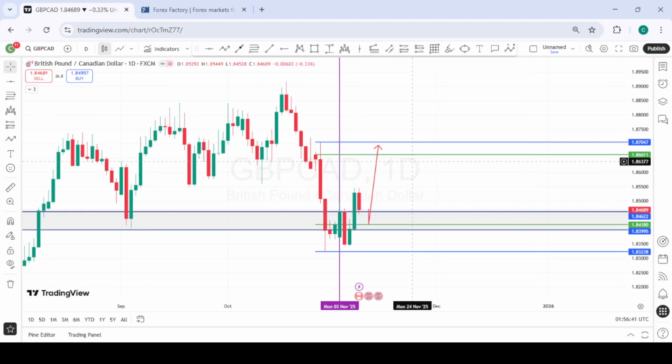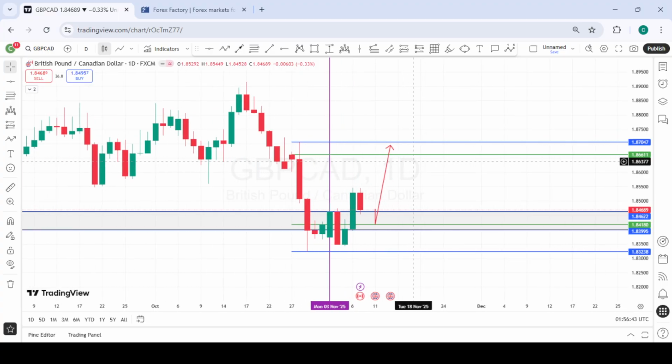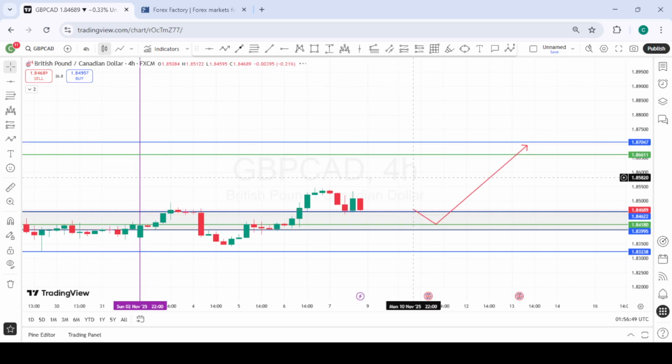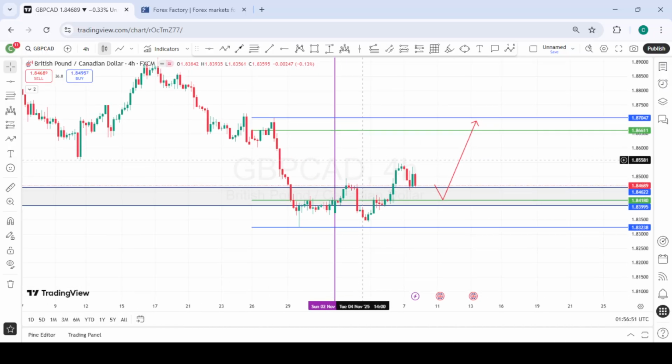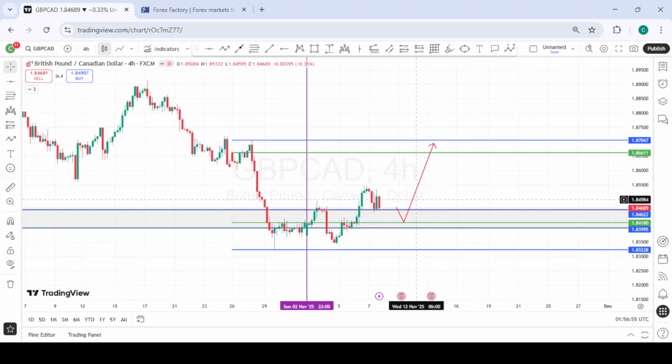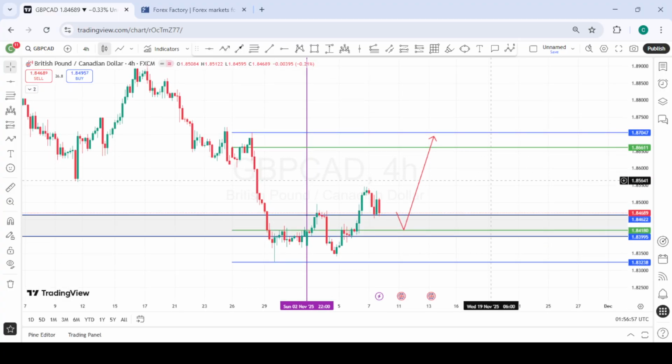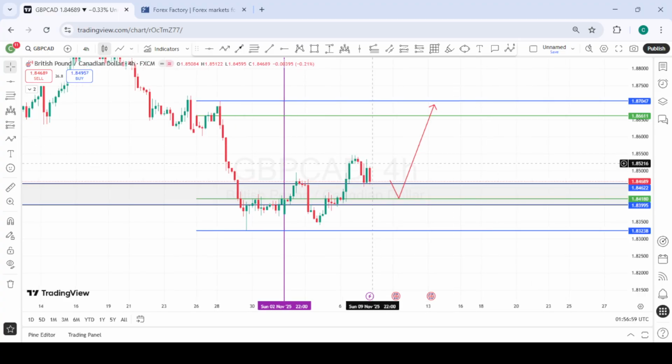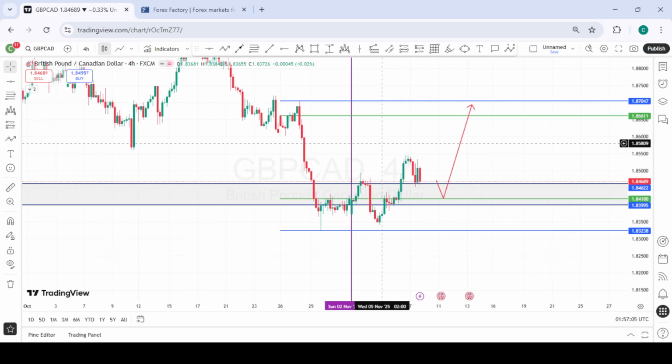We also have here GBPCAD, and GBPCAD has shifted bullish on a daily perspective and in the 4-hour perspective. So for the coming week, we're just going to look out for this pullback. The price is almost there, it's already there, or we're just going to wait for it to pull back a little bit deeper into this zone and give us buying confirmations, and we take our buys to the upside. So we are going to be very bullish on GBPCAD for the coming week.